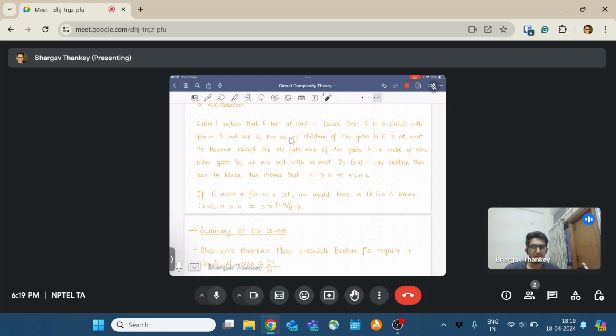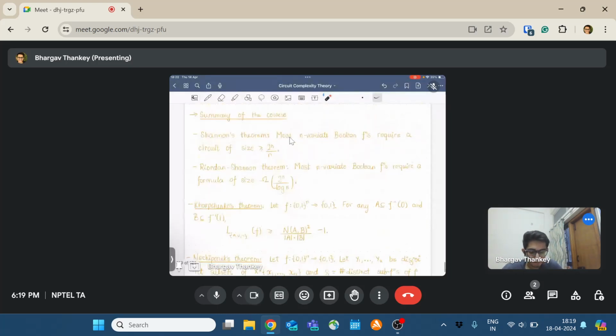Okay, yeah. So now let's quickly recap what we saw in the entire course. In the course we saw a lot of lower bounds for different models of circuits like formulas, monotone circuits, constant depth circuits, etc.